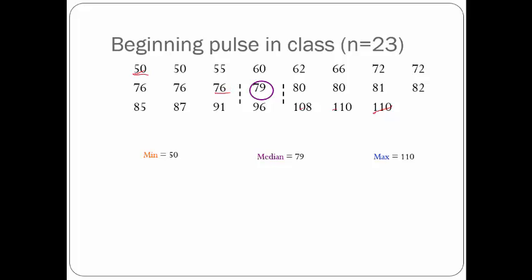Now, to figure out the quartile 1, you're going to start just outside of the median. So if we start underlining 76, and then we start kind of crossing them off as we go, we end up with the first quartile is 66. Same way with the third quartile. We kind of cross these off as we go. So we end up with a third quartile of 87.